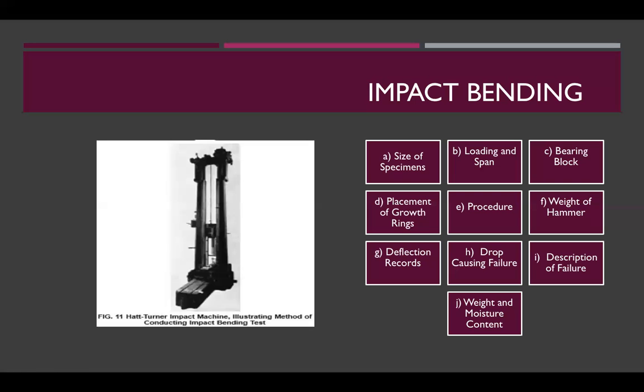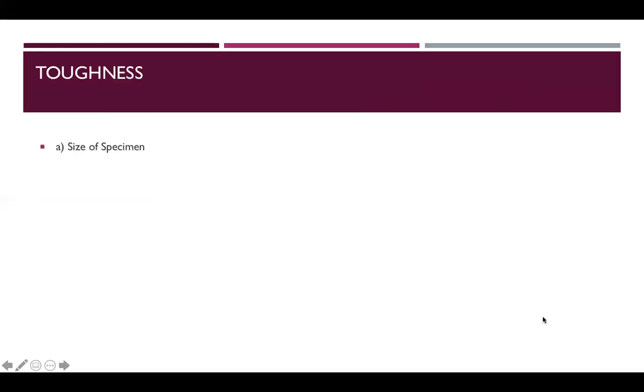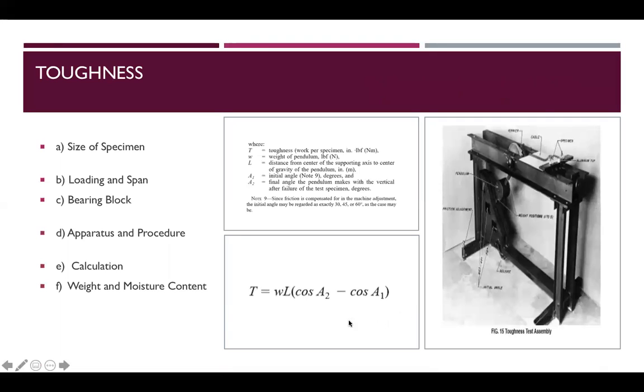So for the next procedure, we have toughness. So in line with the toughness, it will be the size of specimen, load and span, bearing block, apparatus and procedure, calculation, weight and moisture content.